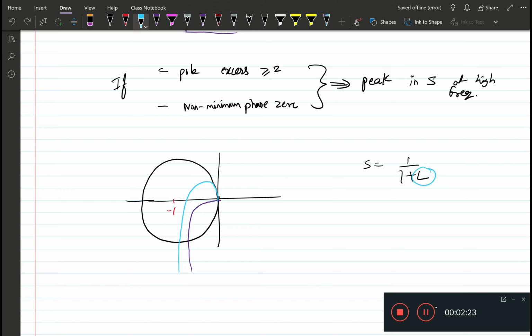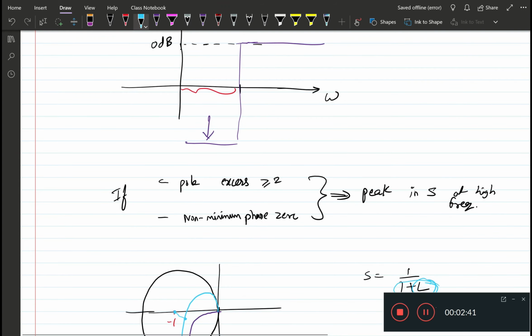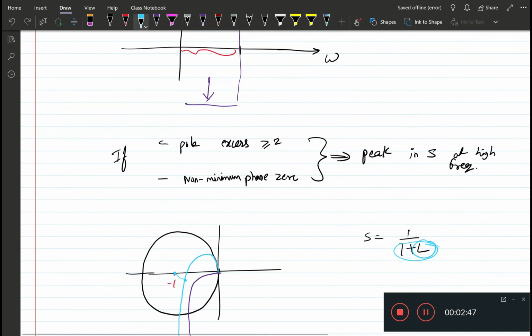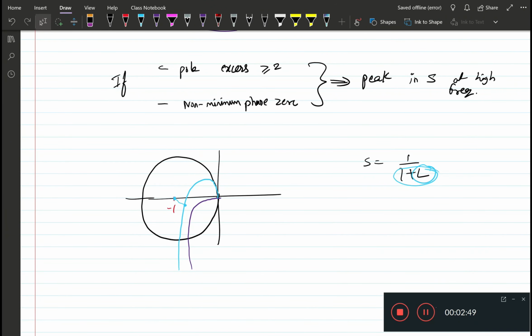which means that the distance of L of j omega from -1 at some high frequency was less than 1, and if the denominator is less than 1, there is a peak in S. So S will be greater than 1, and that's why you see a peak here in both our examples, and that's basically the idea here. This is called the waterbed effect. So that's it for this problem. Thanks a lot.